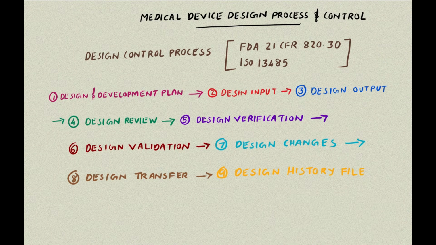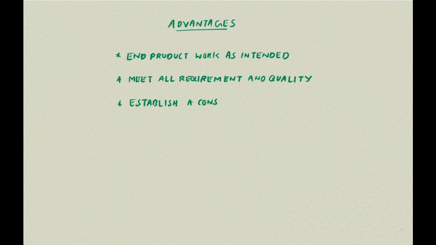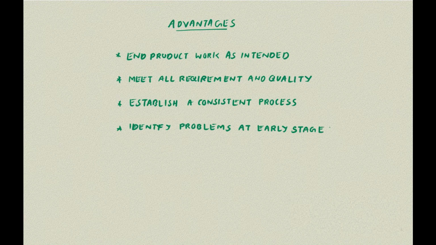Defining and implementing these 9 different control measures is so important because we will be able to make sure that the end product works as intended and meets all the initial requirements. Also we'll be able to meet essential requirements necessary to achieve a high quality product. We'll be able to establish a consistent process throughout the stages. Also, we'll be able to identify problems and inconsistencies at the early stages of the development of the product.